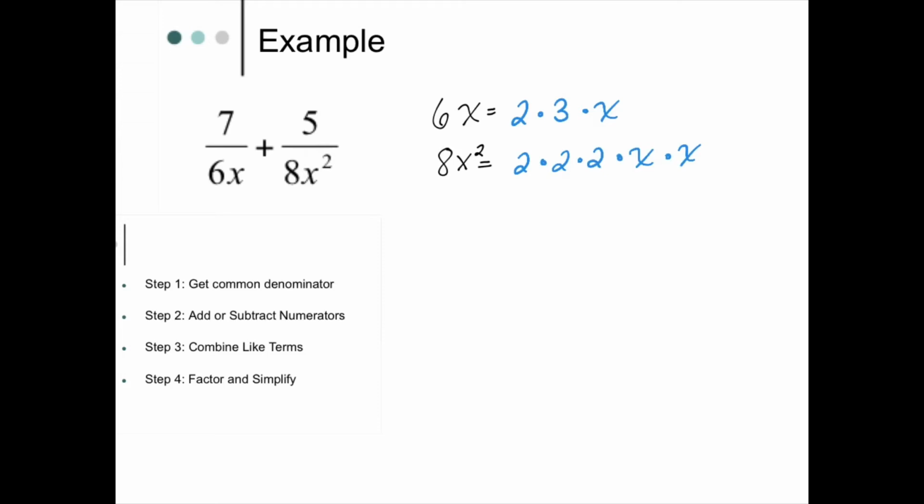Once you understand where they came from, look at what's in common. They both have a 2, they both have an x. So we know our common denominator is going to have a 2 and an x. Now it's also going to have this 3, this 2, this 2, and this remaining x. So our lowest common denominator, our LCD, is going to be 2 times 3 times 2 times 2 times x times x. So our lowest common denominator is 24x squared.